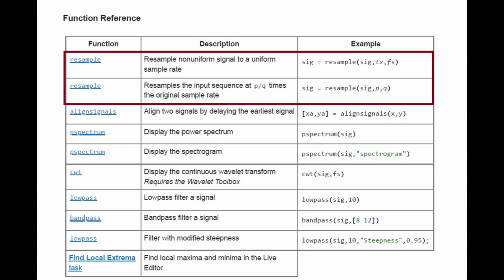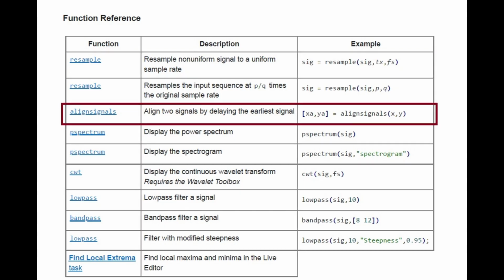Resample p/q times resamples the input sequence at p/q times the original sample rate. Example: sig = resample(sig, p, q). Explanation: this allows you to change the sampling rate by a fractional amount. Useful for interpolating or decimating the signal.